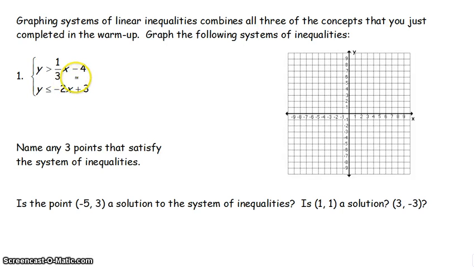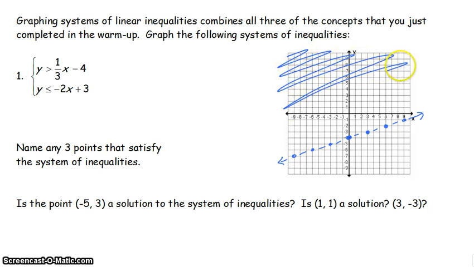We are going to graph our lines. So we've got a y-intercept down at -4. A slope of 1/3, we're going to go up 1, right 3, up 1, right 3. Continue your pattern. Continue it in the other direction as well, covering our entire graph. And it's a greater than sign, so we are going to have a dashed line for that graph. And it's going to be greater than, so we are going to shade above our line.